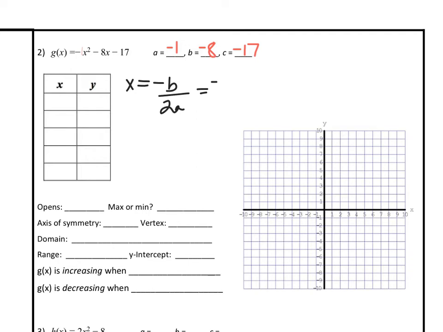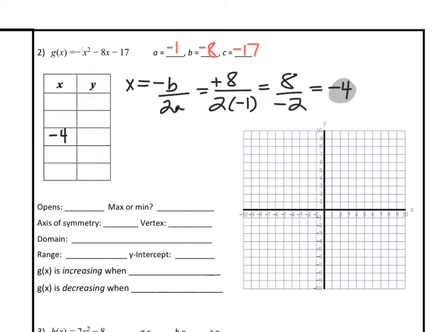So x equals negative, and since we are going to negate the b term, it was -8, but now we're going to have +8 over 2 times -1, right? So we're doing 8 divided by -2, which is -4. So that is our x value of our vertex right here. We're going to take that x value and put it in the middle of our table. And in a second, we need to get the rest of our table.